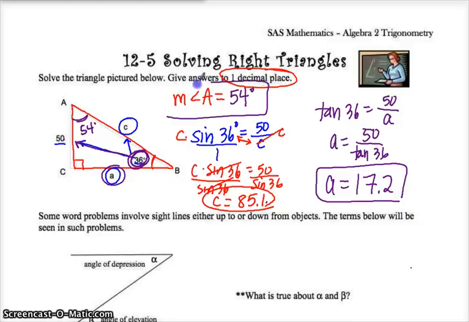So the measure of angle A is 54 degrees, the side length of C is 85.1, and the side length of A is 17.2. You could also check this if you have time by using the Pythagorean theorem. Is 50 squared plus 17.2 squared equal to 85.1 squared? You could just do a quick check.